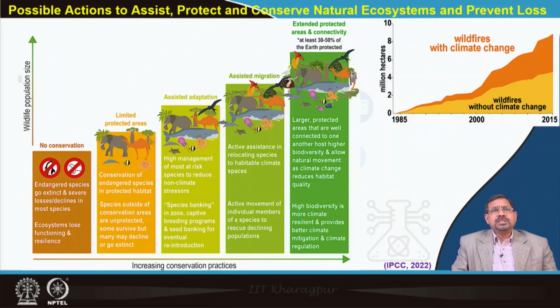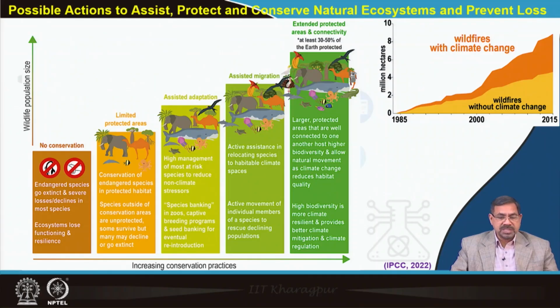Now, let us move on to the possible actions to assist, protect and conserve natural ecosystems and prevent loss. So, friends, here we see no conservation. On the y axis we see the wildlife population size. The first is no conservation: a lot of endangered species go extinct, with severe losses and decline in species. Then limited protected areas, what happens?